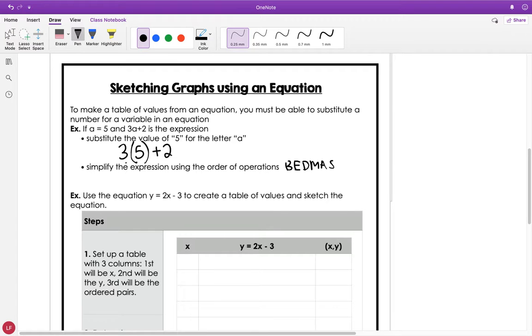And so you do multiplication first, so 3 times 5 is 15, and then you add 2, so that would equal 17. So the coordinates we would have is x is equal to what we inputted, which is 5, y is equal to what came out, so we'd end up with (5, 17), and that would be our coordinates.